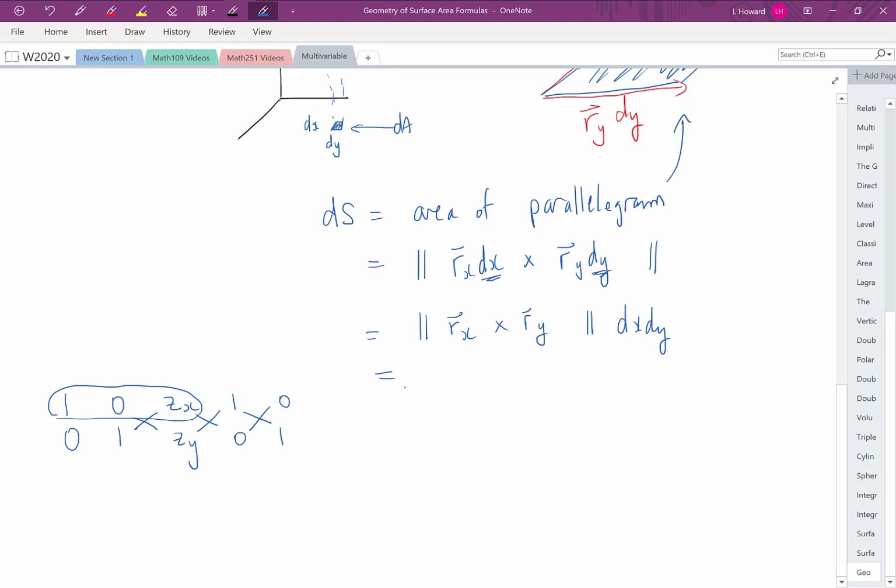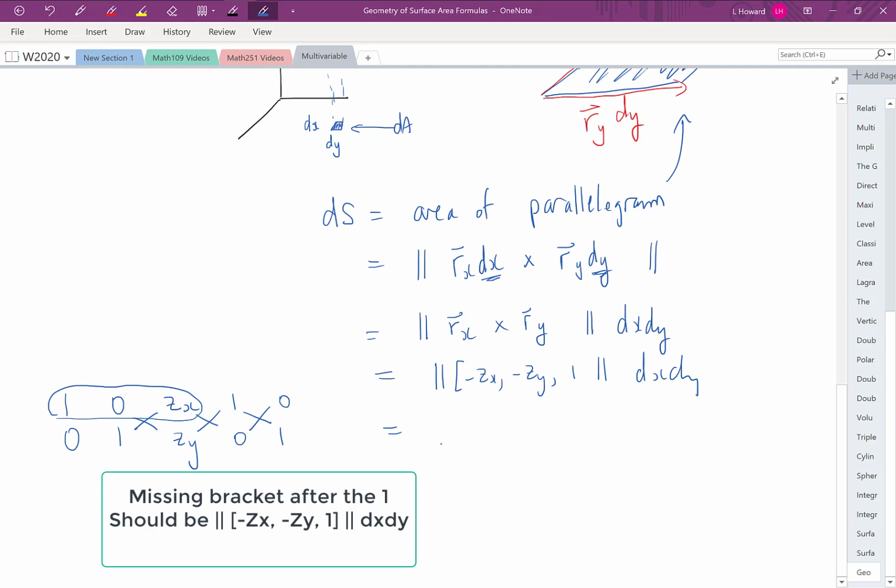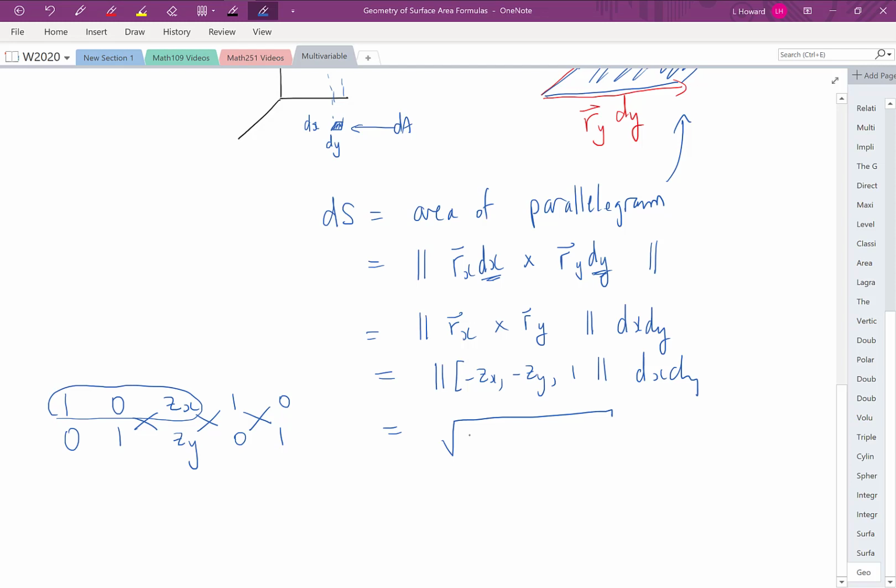So if you wanted to make this explicit, you could say, okay, then we're talking about the length of the following vector. So computing the cross product, you'd have minus z sub x, minus z sub y, and 1. We still have our dx dy at the back. And the length of that vector is just going to be the square root of your components squared and summed up. So we usually write the 1 at the front just because it looks better. So 1 plus the square of z sub x plus the square of z sub y. That's all under the root, and then we'd have our times dx dy.